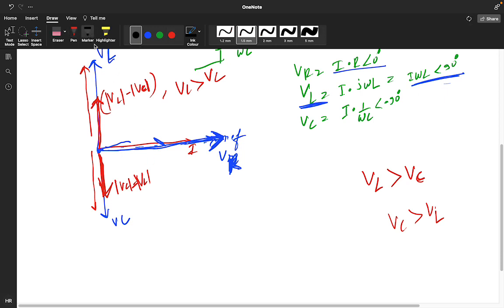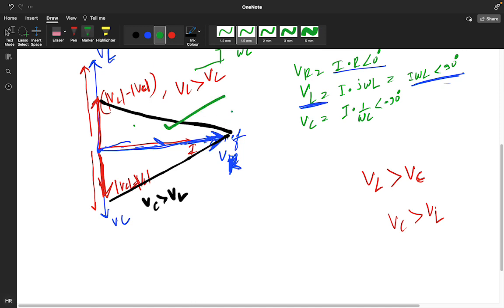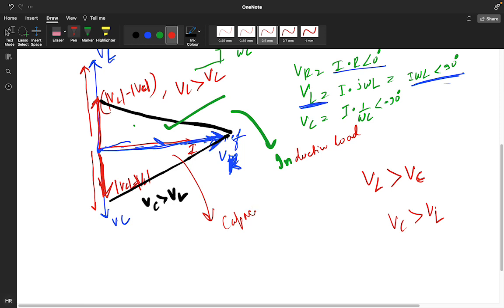So if this is the result, then you are getting the overall voltage between these. And if VC is greater than VL, you will get the overall result down here. If this case is happening, it is behaving like an inductive load. And if this case is happening, it is behaving like a capacitive load.